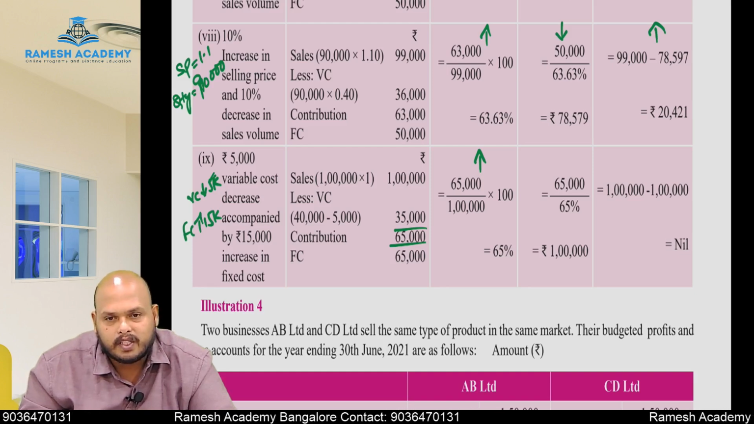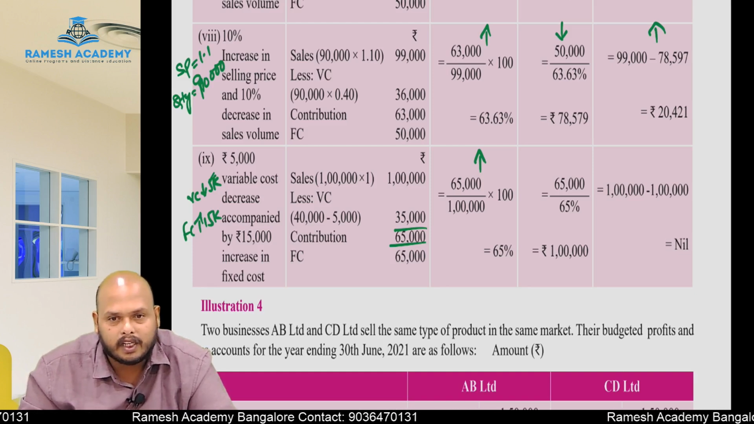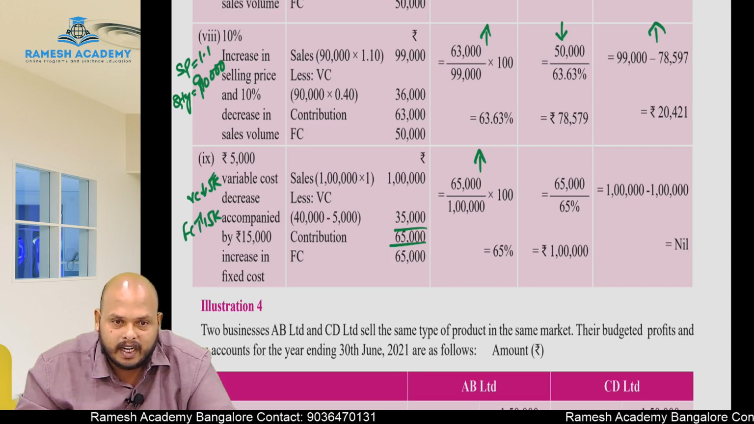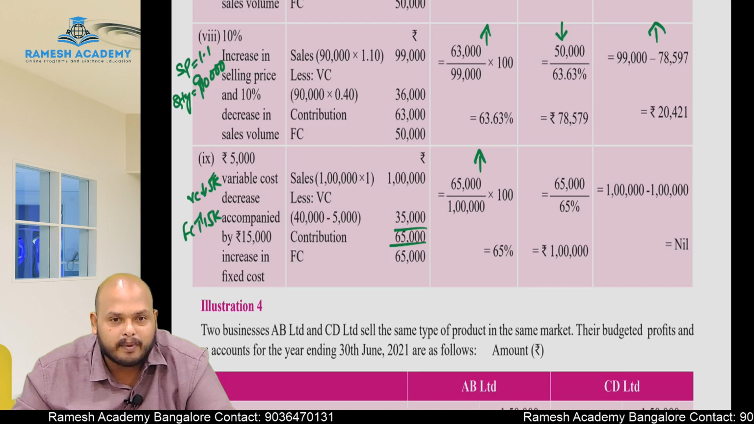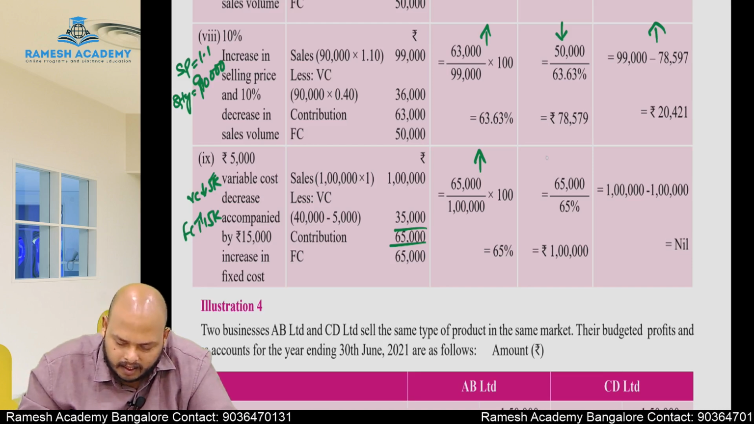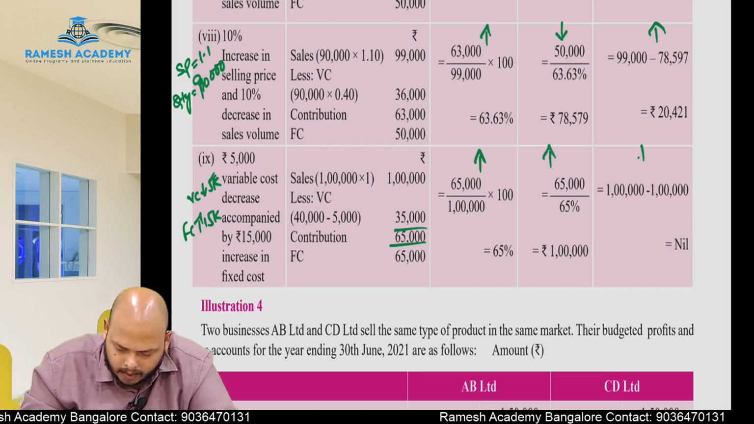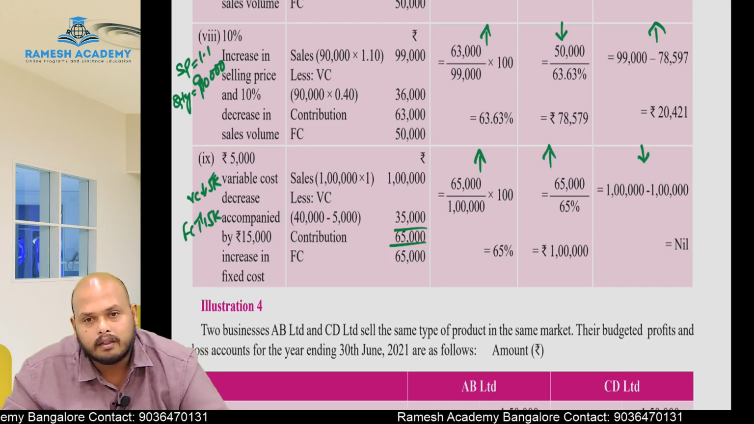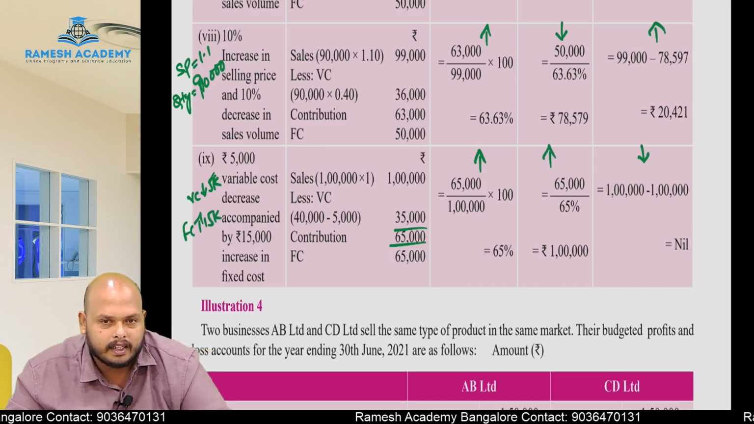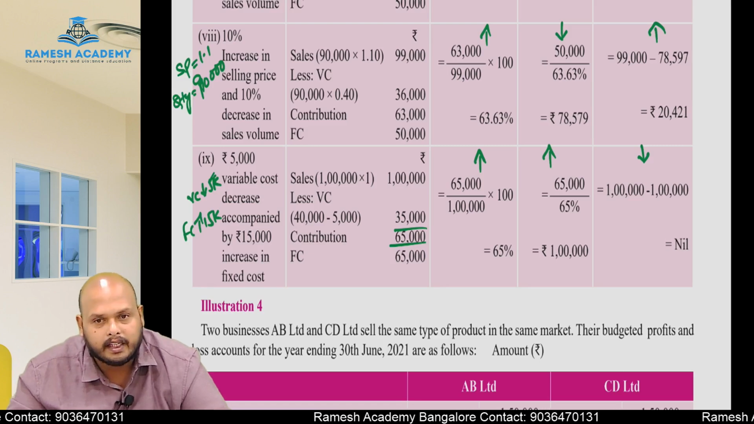If the PV ratio is increasing, break even should decrease, but here it is accompanied by a fixed cost increase, so break even point is also increasing. Then margin of safety will automatically decrease, if break even point increases.